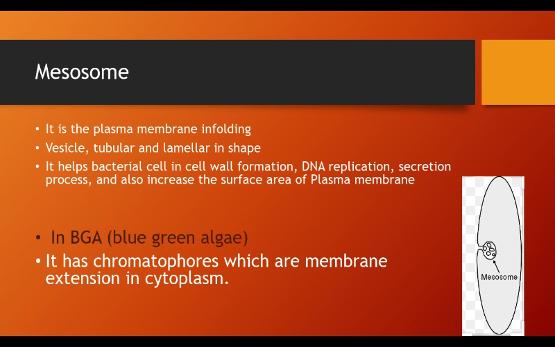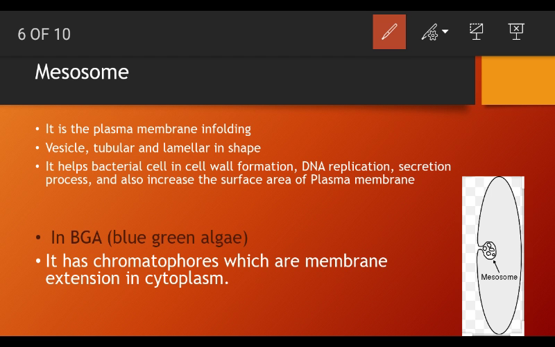This is the mesosome structure. Here is the mesosome structure, the unfolding of the plasma membrane. It is the plasma membrane unfolding, vesicle, tubular or lamellar in shape. I have explained that it helps the bacterial cell in cell wall formation, DNA replication, secretion process, and also increases the surface area of the plasma membrane for various enzyme activity, right?